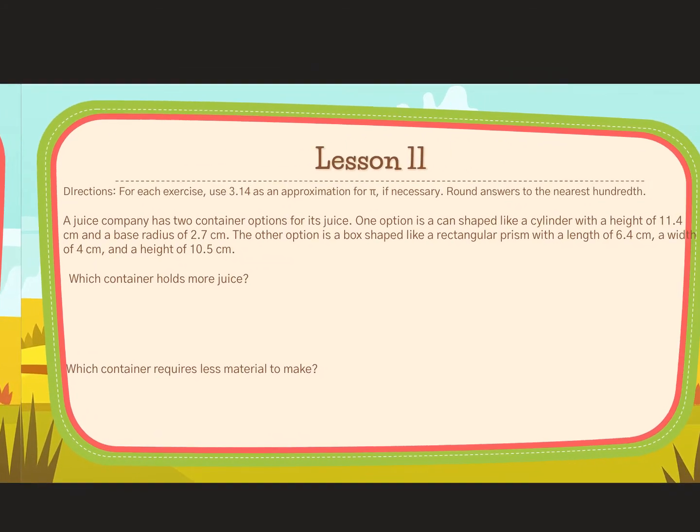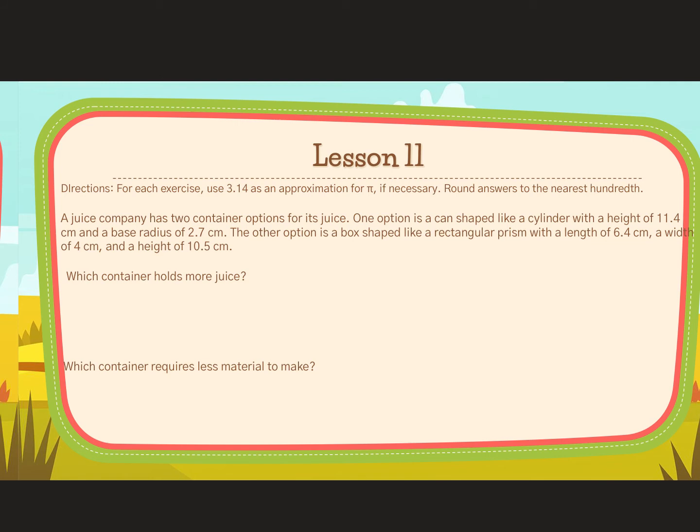So now that we've done some practice problems, let's take a look at the Eureka lesson. Maybe not on our own, but we've done some practice problems outside of Eureka. A juice company has 2 containers for its juice. One option is a can shaped like a cylinder with a height of 11.4 centimeters and a base of 2.7 centimeters. The other option is a box shaped like a rectangular prism with a length of 6.4 centimeters, a width of 4 centimeters, and a height of 10.5 centimeters.